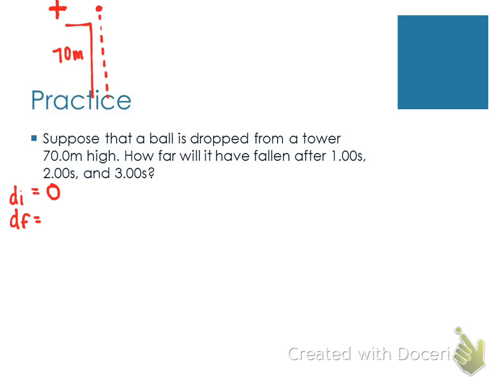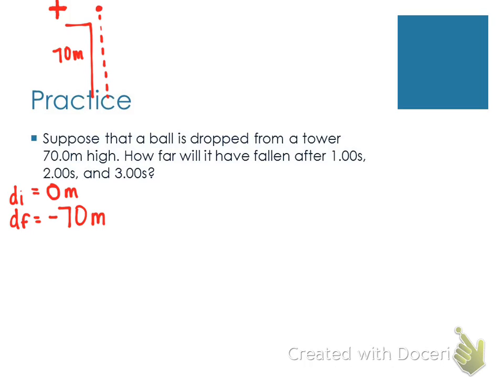Now, is my object going to end up 70 meters above where it started or 70 meters below where it started? Above or below? Below. So that means my distance final is negative 70 meters. Okay. Now, you could flip-flop these and make your distance initial 70 and make your distance final 0, as long as you are consistent in the way that you do that.